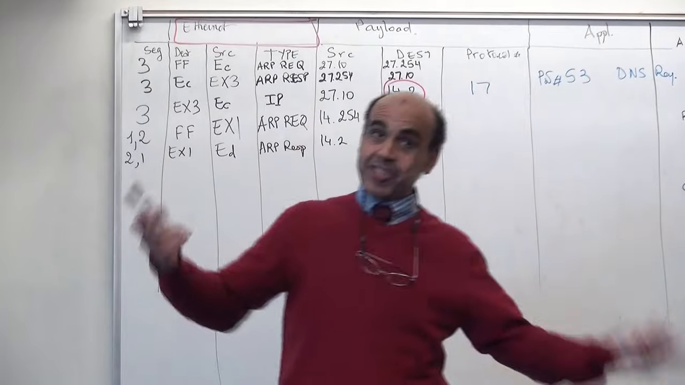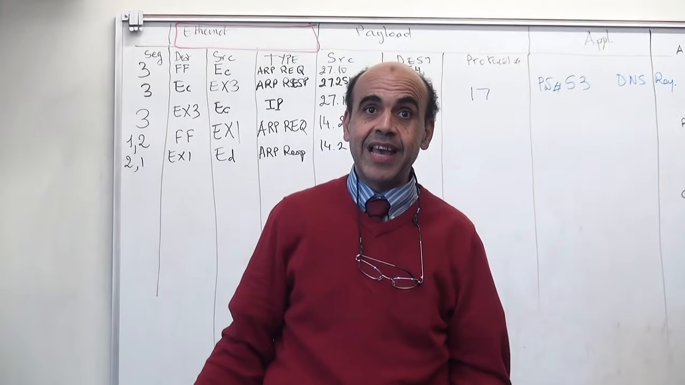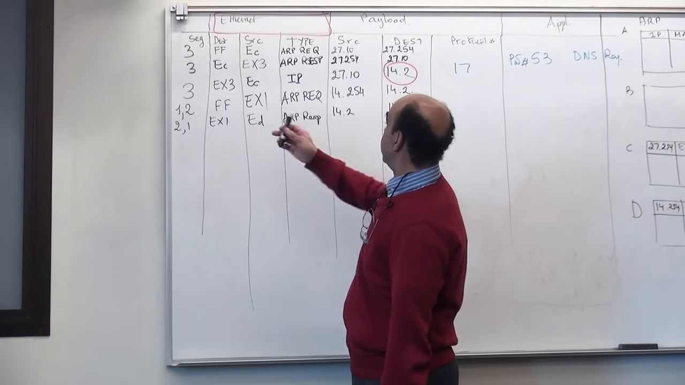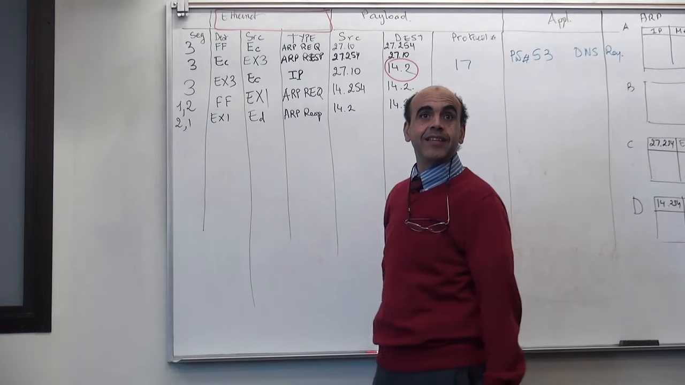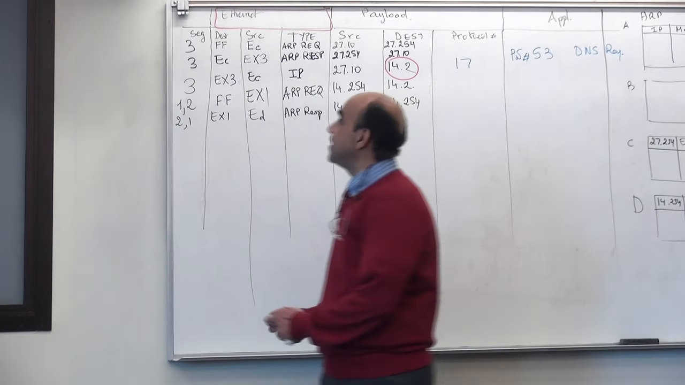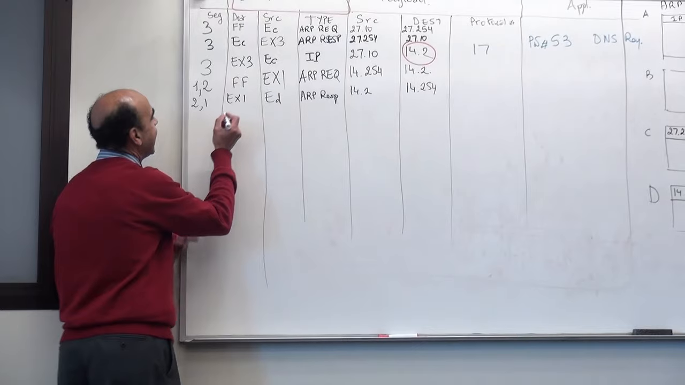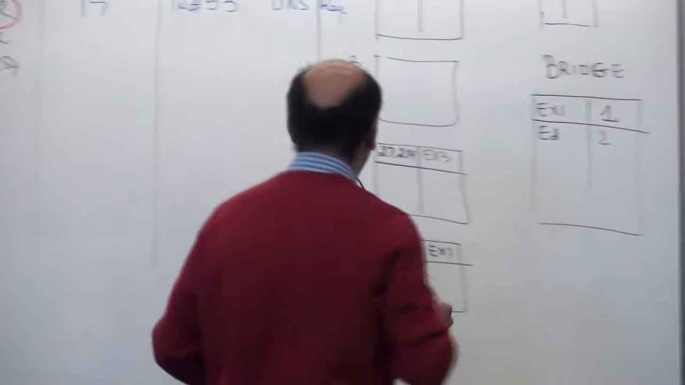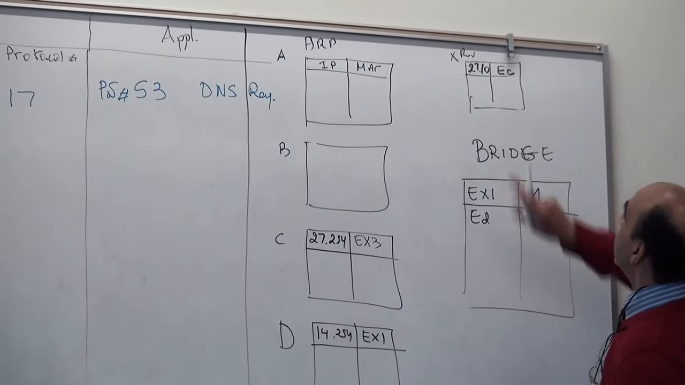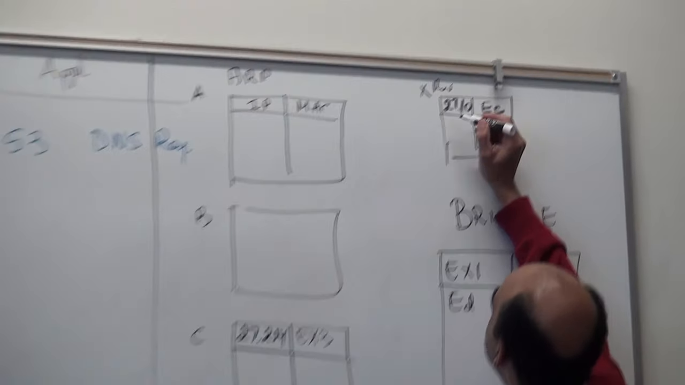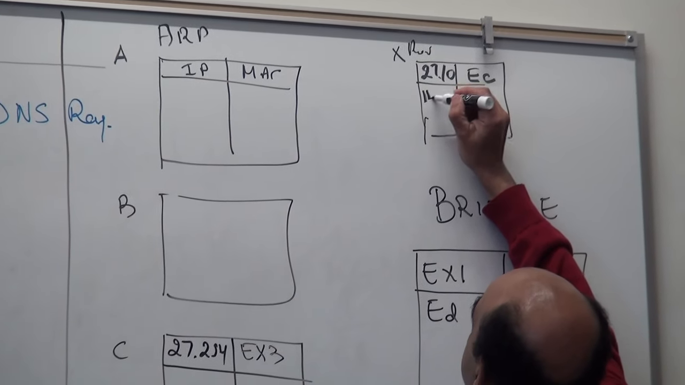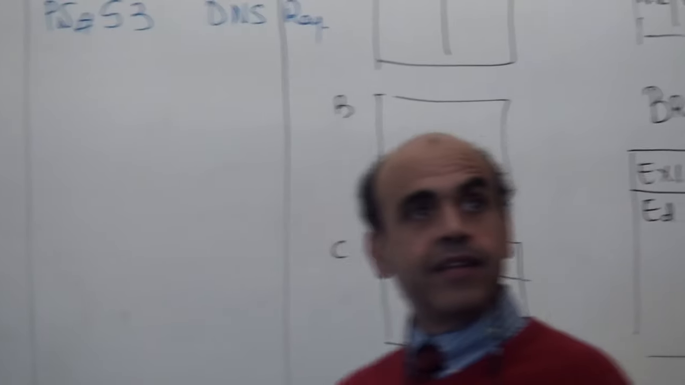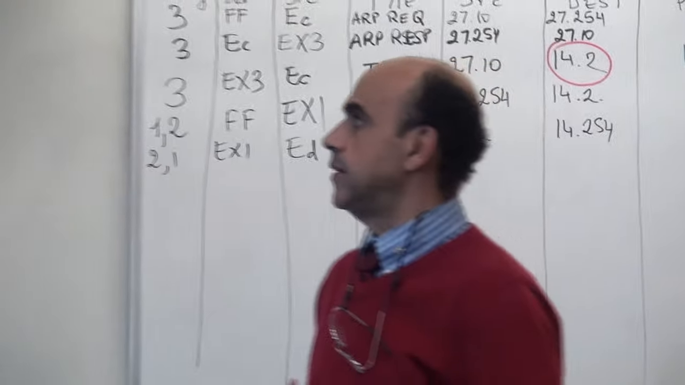Now ARP was sitting, waiting for the answer. And we know that the MAC address is ED. So where will the next thing appear? On the router we should learn about who? 14.2, ED. Okay.